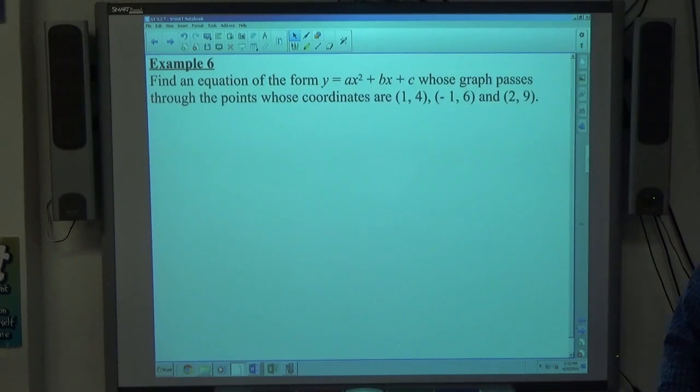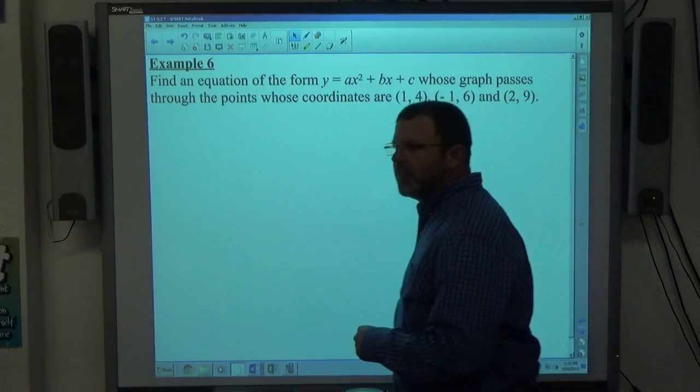Example 6. This is on 9-2, day 3. And I believe it's called example 1 on your paper. It should be called example 6. Okay, find an equation in the form y equals ax squared plus bx plus c as the graph passes through the points whose coordinates are 1, 4, negative 1, 6, and 2, 9.